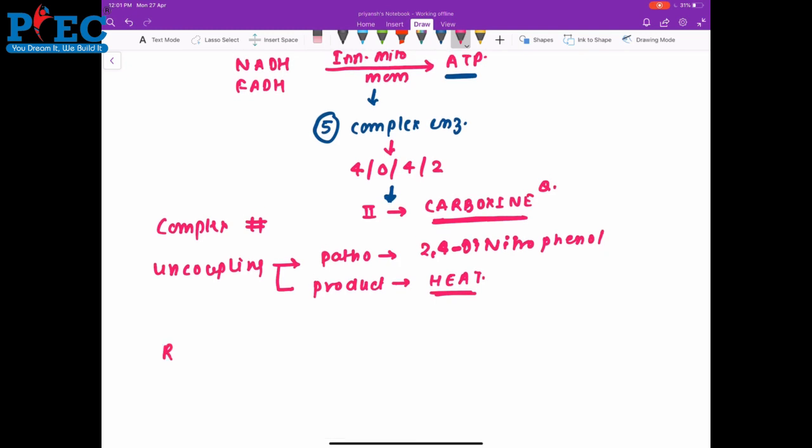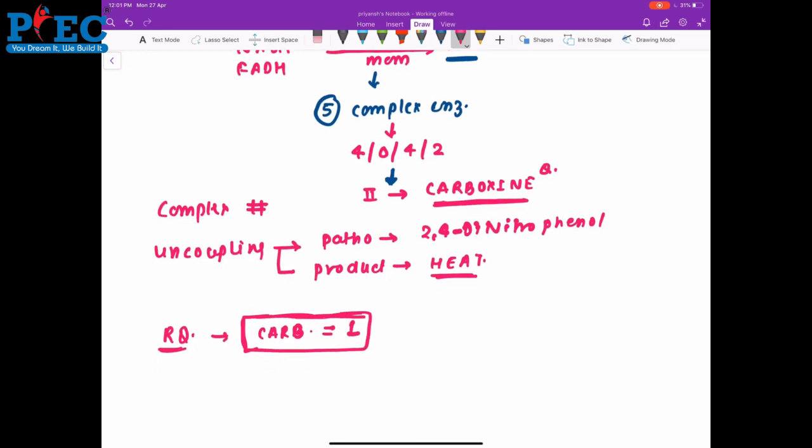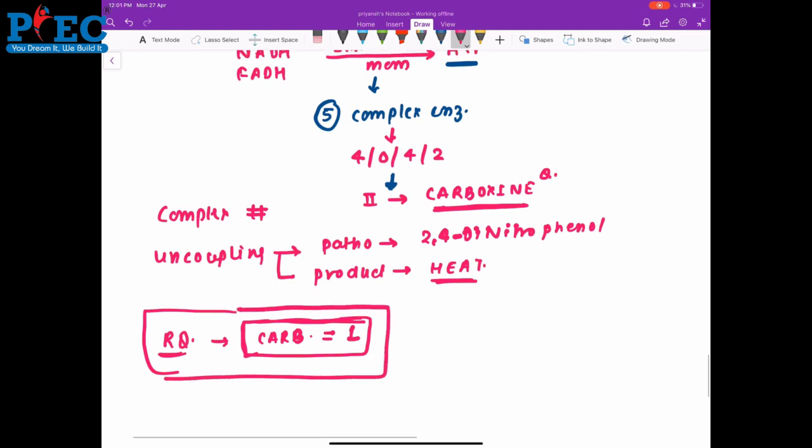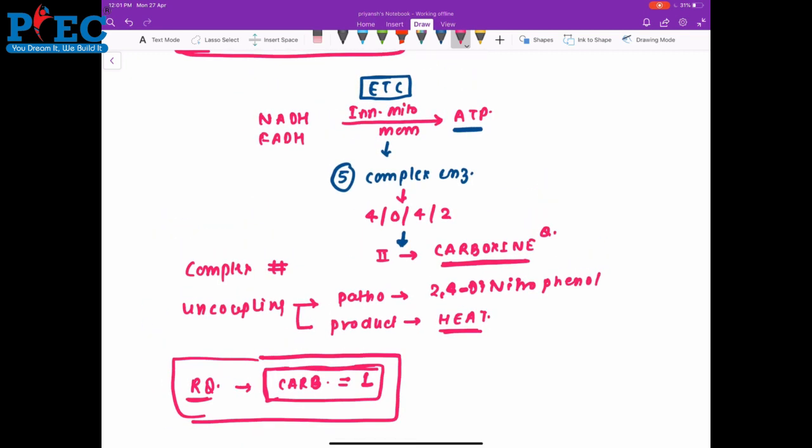And then I told you about the respiratory coefficient, and the important respiratory coefficient that you should know is carbohydrate. The respiratory coefficient is 1. The production of carbon dioxide divided by the consumption of oxygen is called the respiratory coefficient, and for carbohydrate it is 1. So this is the electron transport chain.